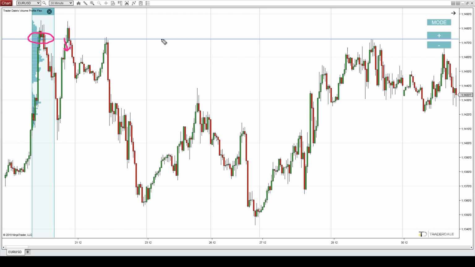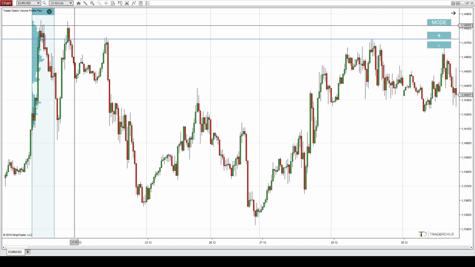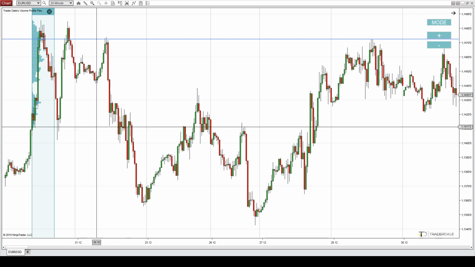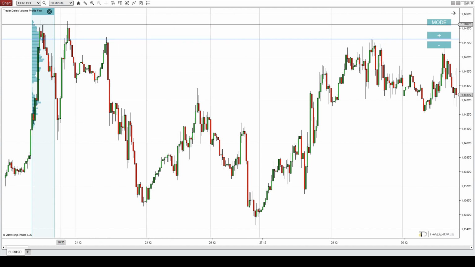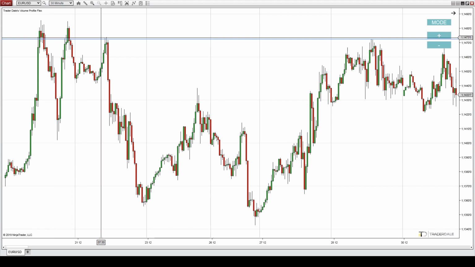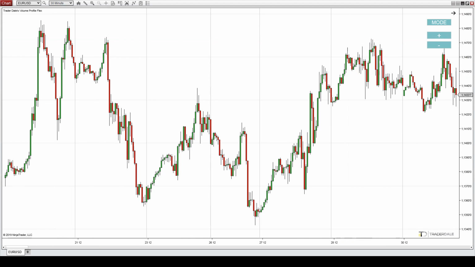Right there was the reaction. But if you measure the distance, then it was only over 7 pips. So this trade would actually end up as a losing trade. So this time it didn't really work. So let's move on. Let's have a look at another strong rejection.